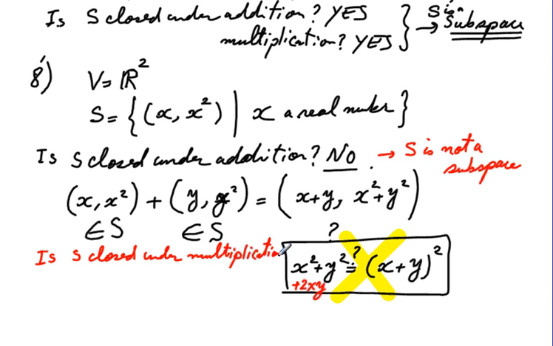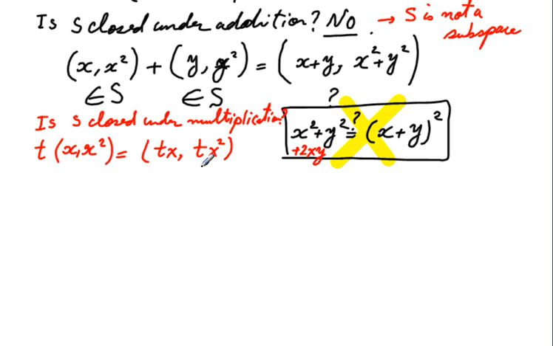And that means the scalar multiplication. That means if I have an element of S chosen multiplied by some number t, well, what am I going to get? I'm going to get tx and tx squared. Again, here's a matter of knowing your algebra well. Is the second component the square of the first one? Is tx squared the square of tx?